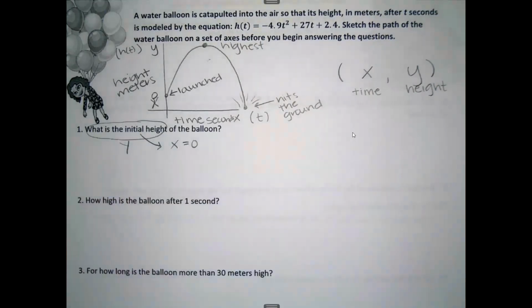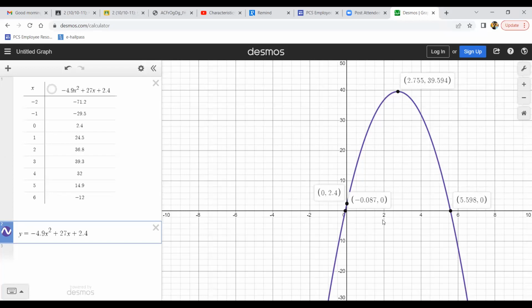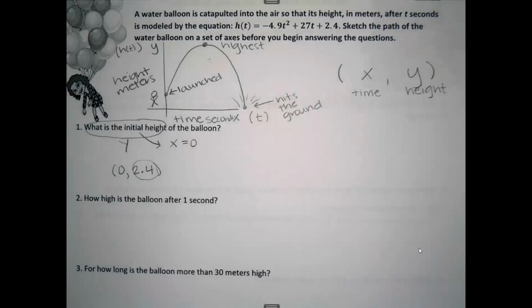So what we're going to do is we're going to go back to Desmos. And we're going to look, you can look at the table and look at the X value of 0, or you can click on your graph and click where an X value of 0 was, which is the Y intercept. Okay. So look at the table, or you can look at the graph. So the answer for this question, the point is 0, comma 2.4. And then we're going to go back and we're going to take that answer, which was the Y coordinate, and we're going to write that answer in a sentence.